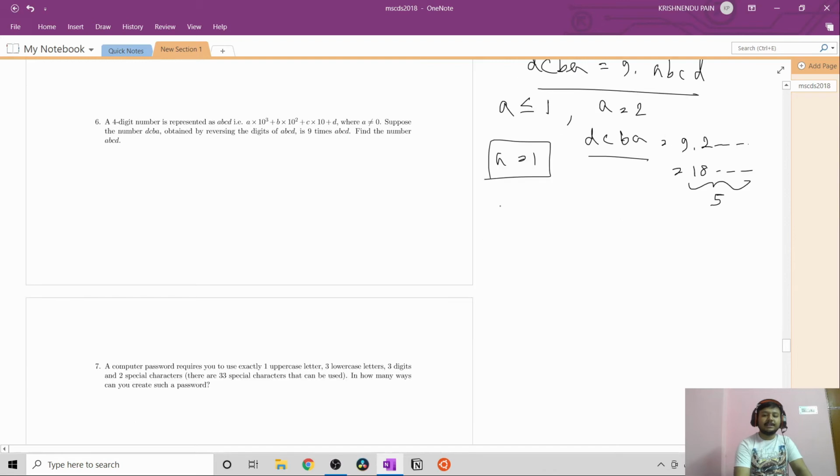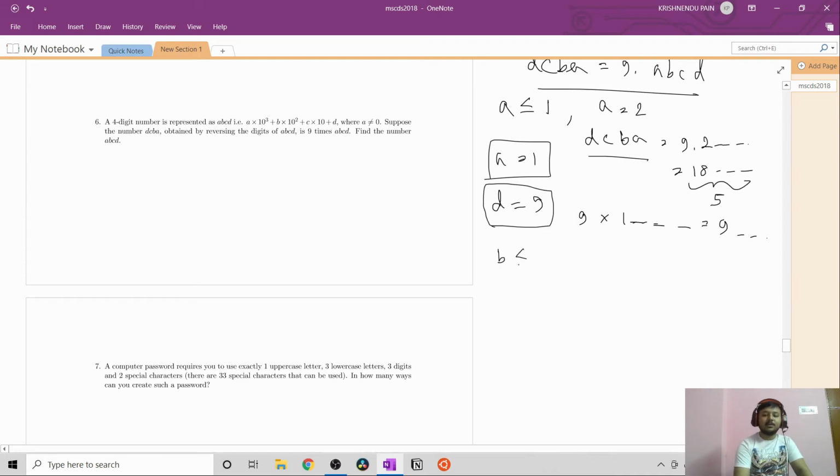This is fixed. Then D must be equal to 9, because when I am multiplying 9 with a number starting with 1, and there are 3 other digits, this is equal to 9 and something. From 0 to 9, 9 is the only integer with which if you multiply 1, you will get a 9. So D is also 9. So we have got A and D.